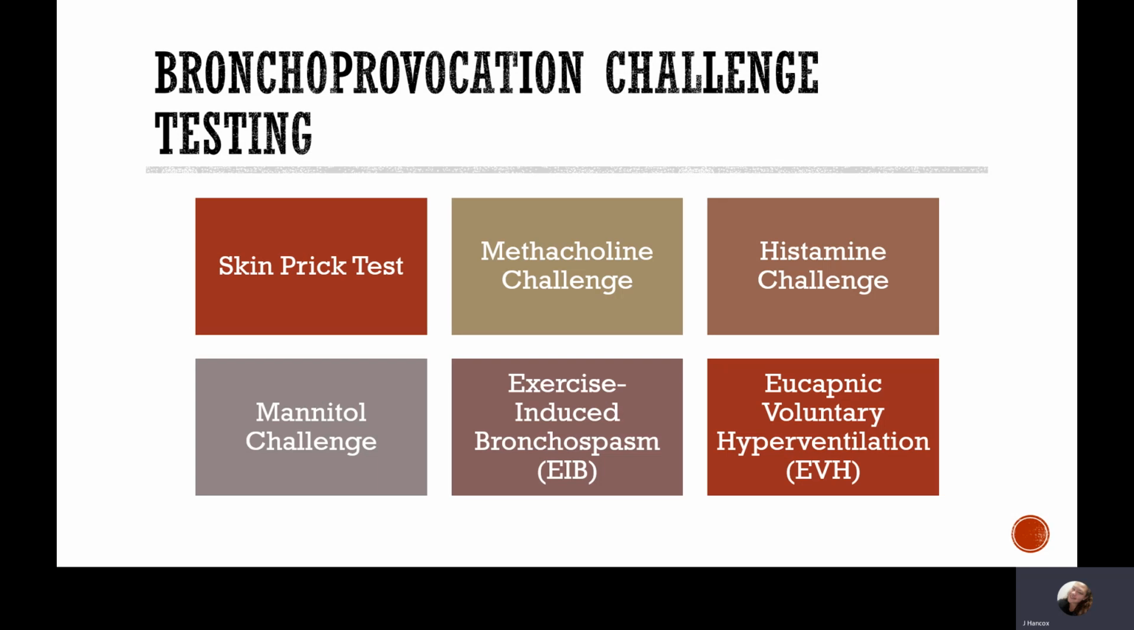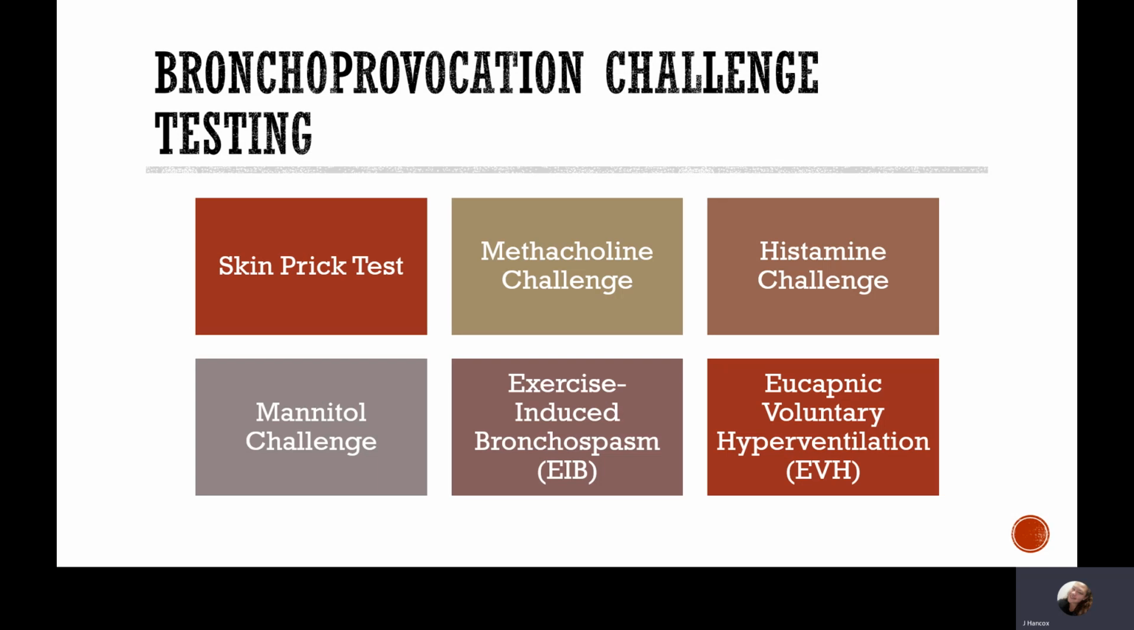There's the skin prick test, which we will get into in a minute. The methacholine challenge involves the inhalation of methacholine, which is a chemical that can cause bronchoconstriction. Basically, a patient will do a baseline flow loop, like for spirometry, and then they will be asked to inhale increasing doses of methacholine. After each dose, they will be asked to do another flow loop after waiting a certain amount of time. And if certain parameters of the flow loop decrease by 20%, then the test is considered to be positive.